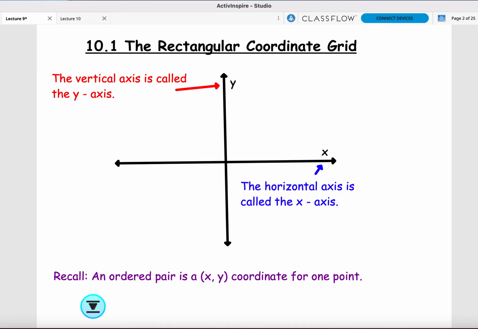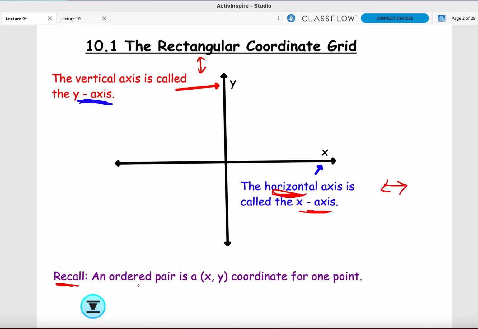We're starting chapter 10 this last lecture. 10.1 is the rectangular coordinate grid. Keep in mind that the vertical axis, so vertical is just up and down, is the y-axis. Horizontal is left and right, also known as the x-axis. So we have left and right, and then vertical is up and down. Keep that in mind as you move on in the chapter.